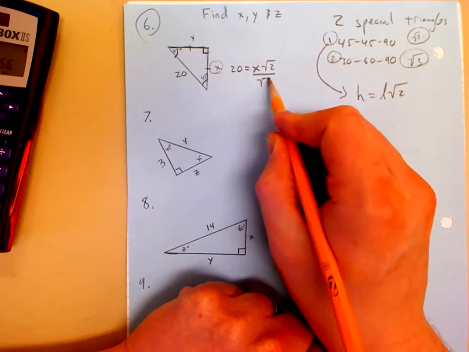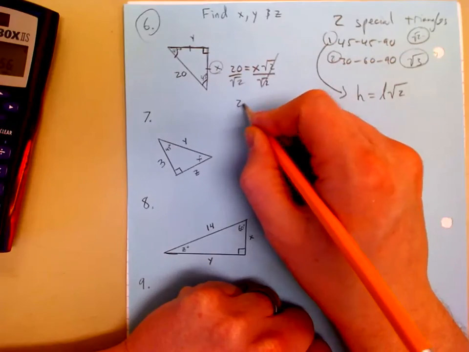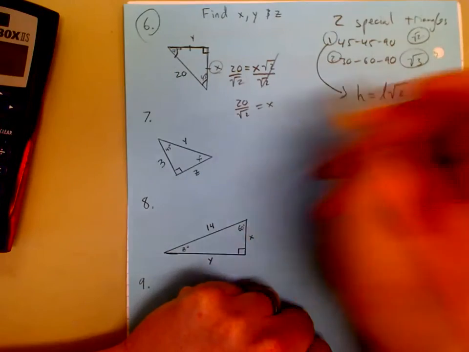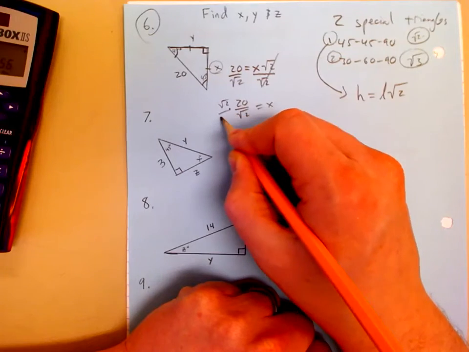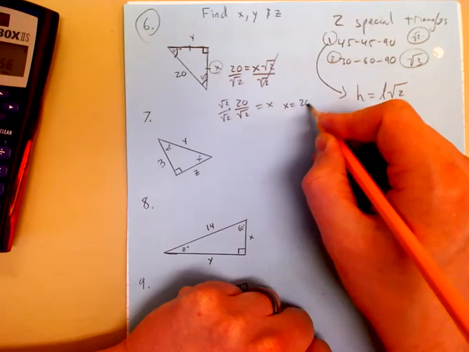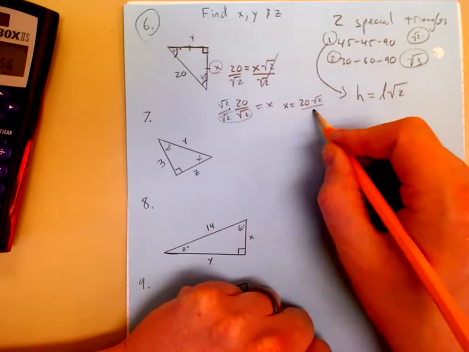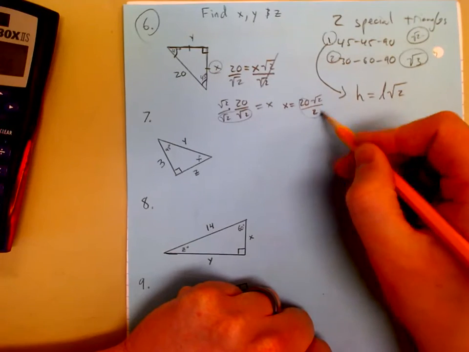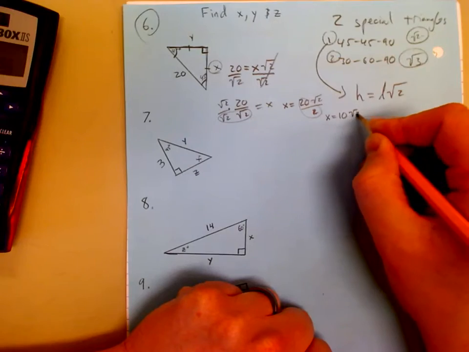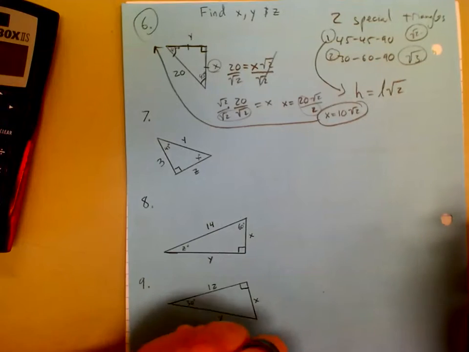So now I should divide both sides by the square root of 2. Cancels here. So 20 over the square root of 2 equals x. If I multiply top and bottom by the square root of 2, I get x equals 20 times the square root of 2 over, and this is just 2. So that reduces this. Now I can reduce this fraction, so x equals 10 radical 2. Alright, so that's for number 6.